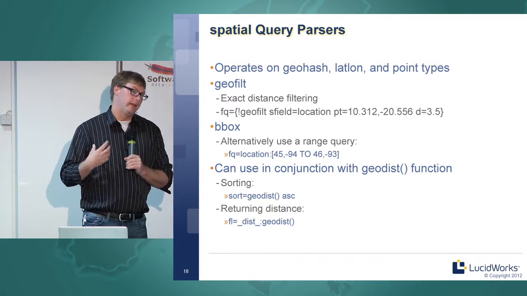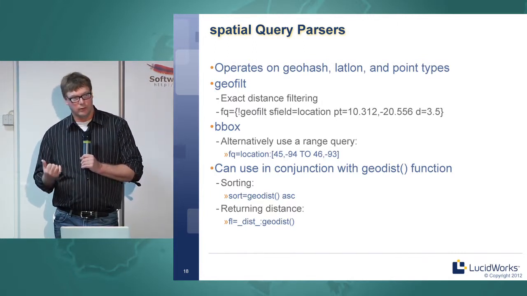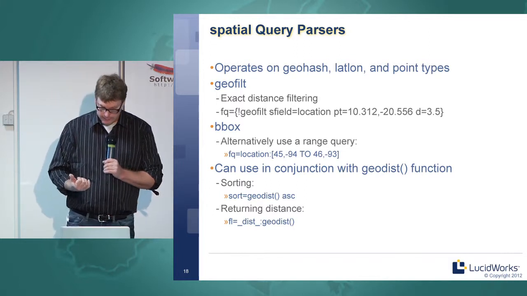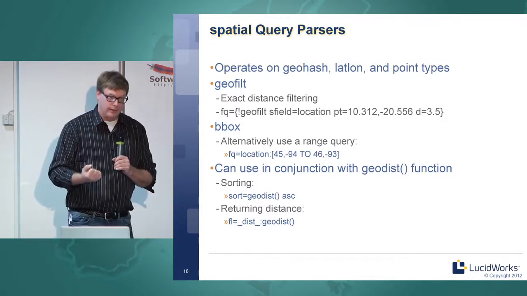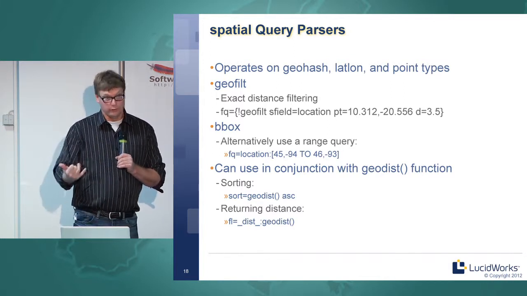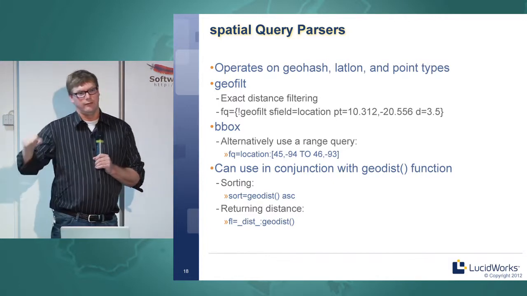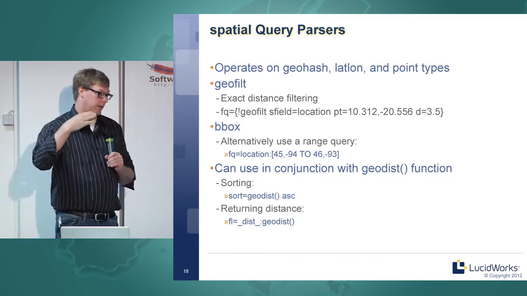You can return that distance as well using the new feature in Solr 4 called pseudo fields, where I can use the field list parameter here, FL equals, and give it a pseudo field name, colon, and then some function, and it will create the value of that function and put it inside of the document structure that gets returned to our client.